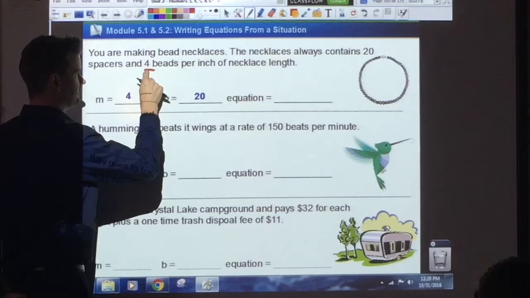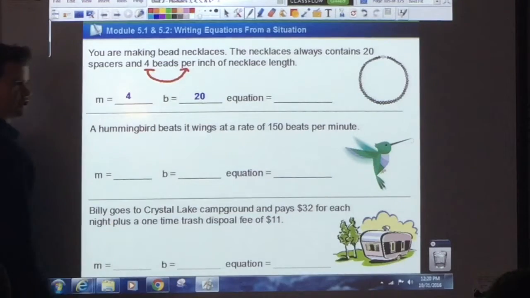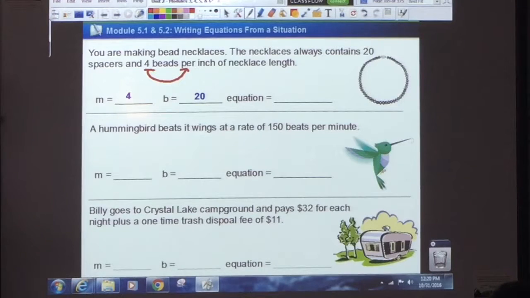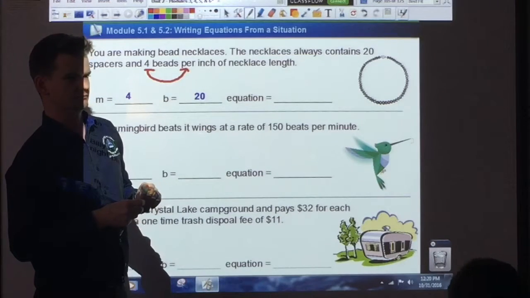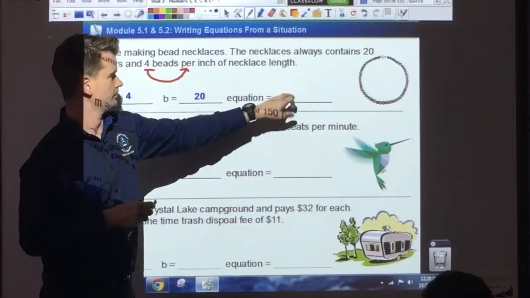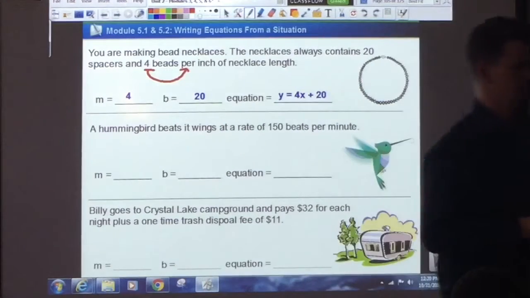That means your slope has to be 4. Here's a key word: 4 beads per inch. That means every inch, how many beads are you going to use? 4. So 4 times 1, 4 times 2, 4 times 3, 4 times 4, so on and so forth. What is my equation, Azanza? Y equals 4x plus 20. Perfect. Okay. Good. You want to do the next one?